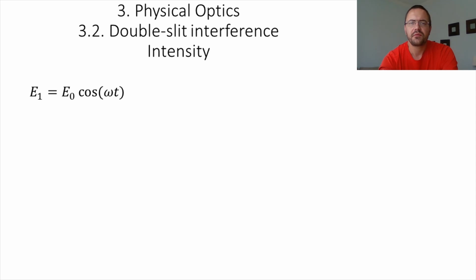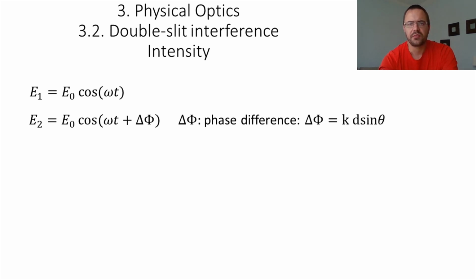So we have the electric field from the first slit, which will have the form E0 cosine omega t, and E0 is simply the amplitude of the electric field oscillation. Then we have the electric field from the second slit, that is E0 cosine omega t plus delta phi. Delta phi here represents the phase difference between the two paths, right? It is equal to k delta x, and we have seen that delta x is equal to d sine theta. So delta phi is equal to k d sine theta.